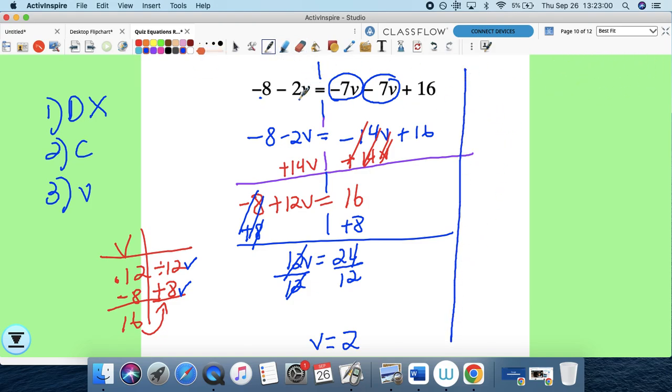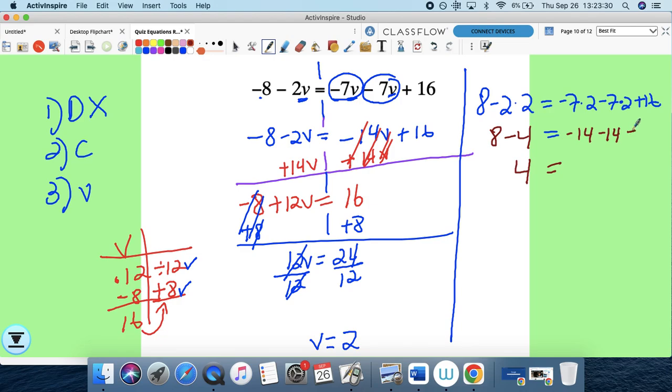So everywhere I see the v, I'm going to replace it with the number 2. So 8 minus 2 times 2 equals -7 times 2 plus 16. You can put that in your calculator. 8 minus 2 times 2 is just 8 minus 4, which is going to give me 4. So on the left side I get 4. Hopefully on the right side we get 4 as well. -7 times 2 is -14, and then plus 16.